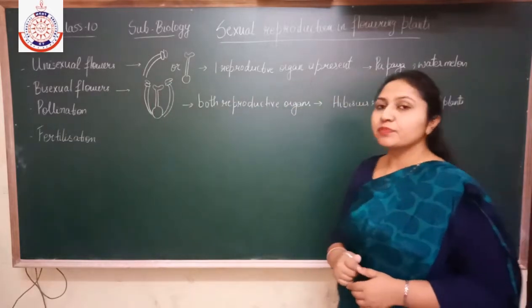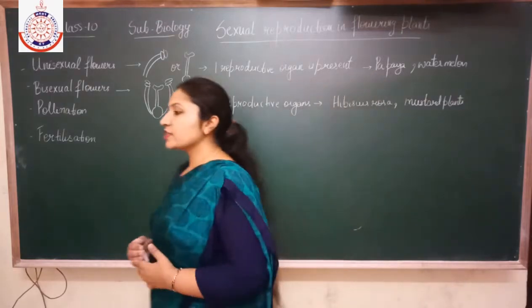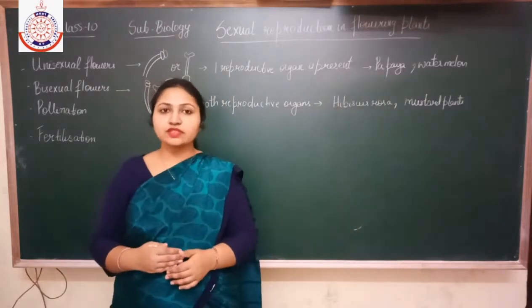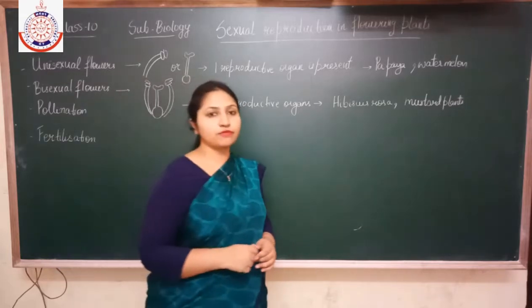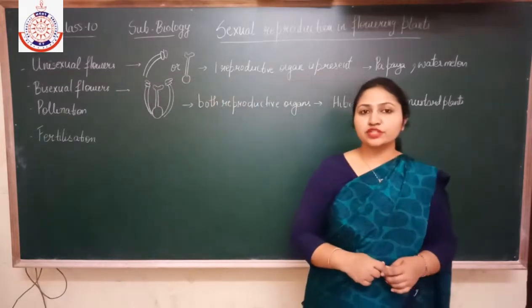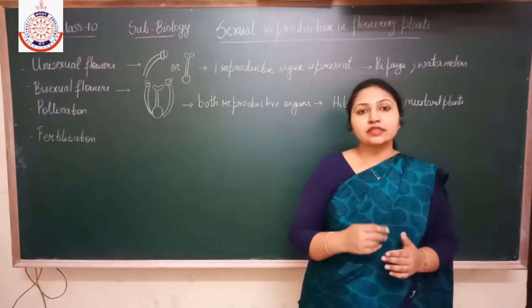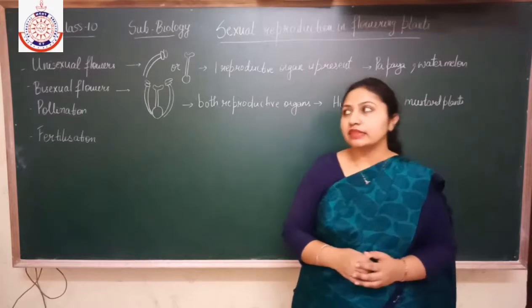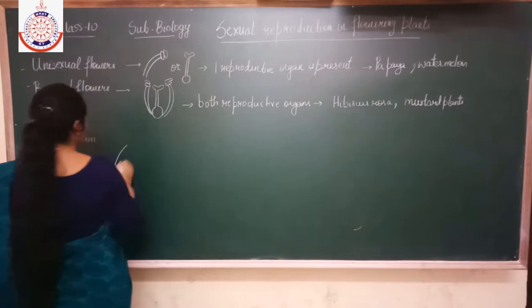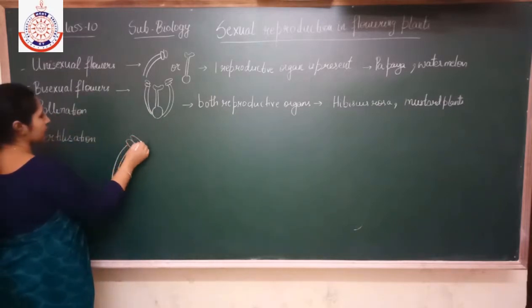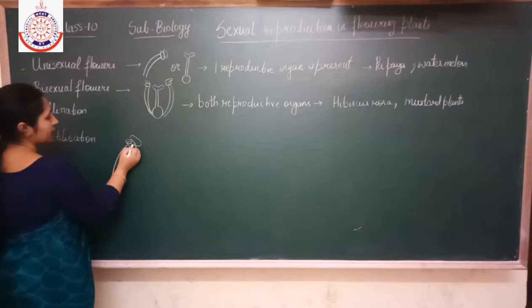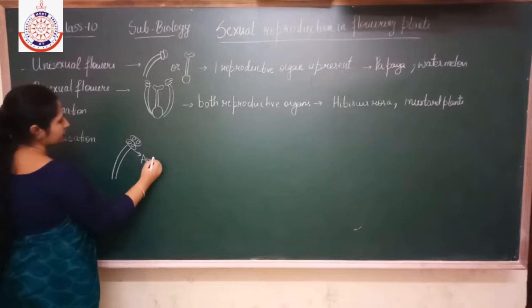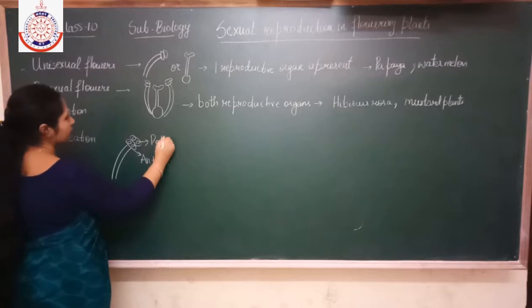Now next, pollination. What is pollination? Pollination means the transfer of the pollen grains from the anther to the stigma of the flower. This is known as the pollination process. The anther contains pollen grains, as in the previous lecture we discussed that the stamen consists of anther and filament, and the anther contains the pollen grains. These lobed structures are known as anther.